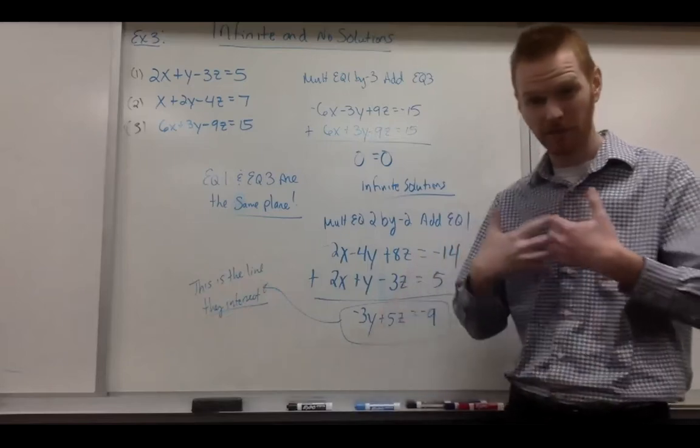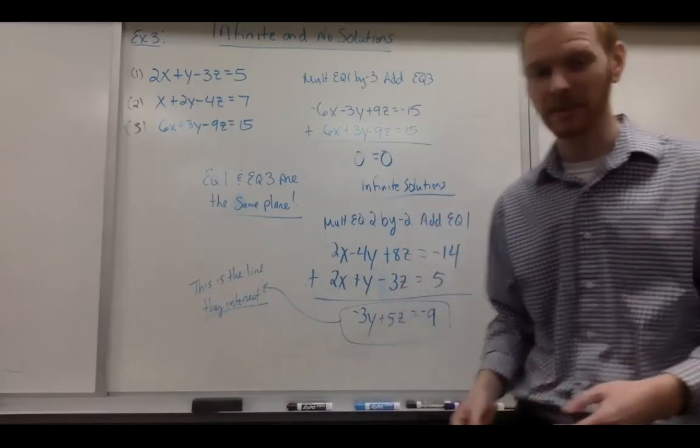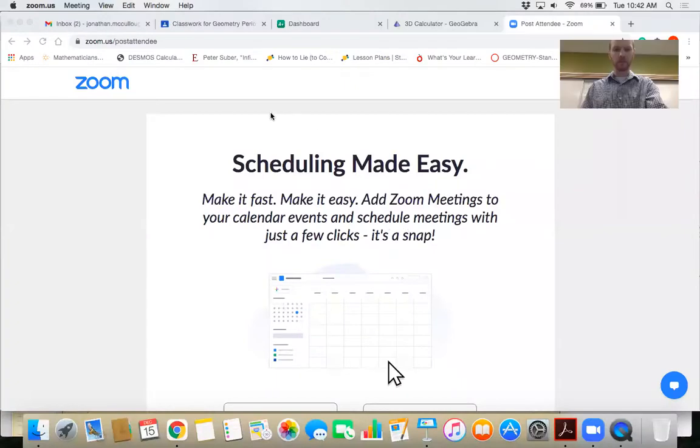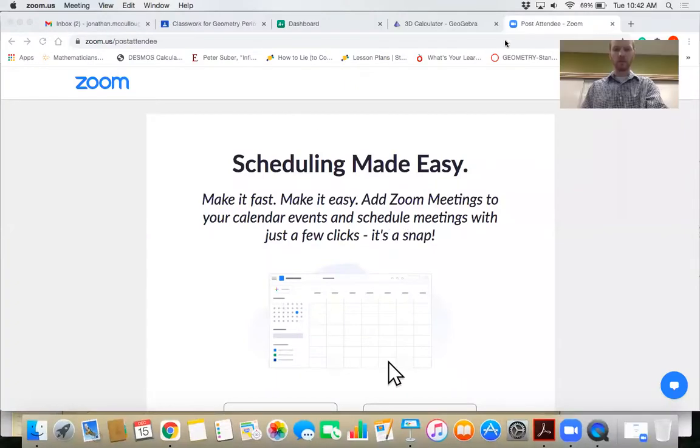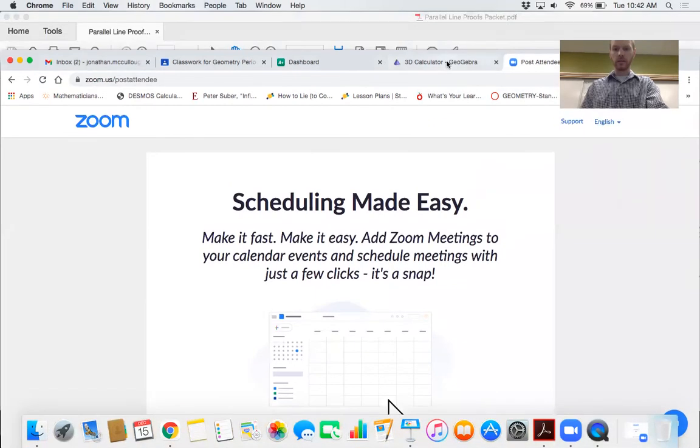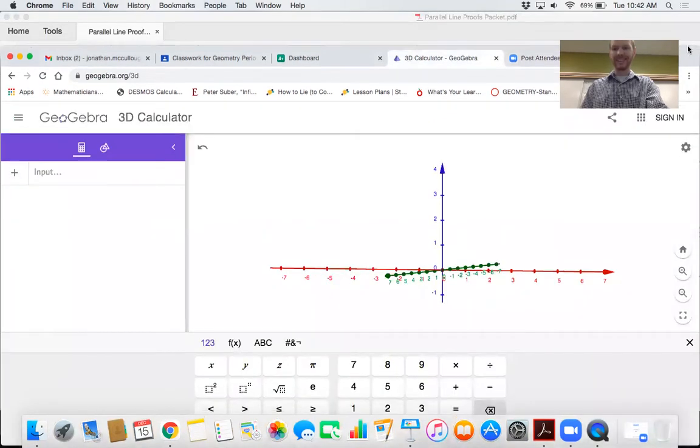Now, I don't want you to take my word for it. Let's look at it graphically. So I have a nice handy dandy calculator. All right, so let me just put that up on the screen here. Oops. As long as this, there we go. There's the calculator.